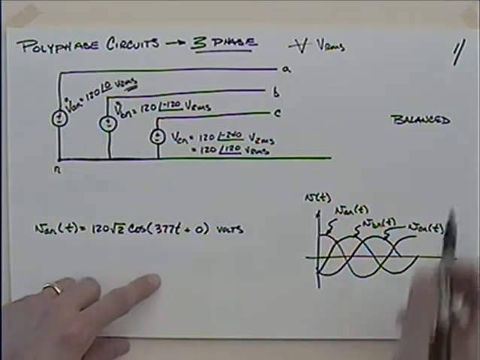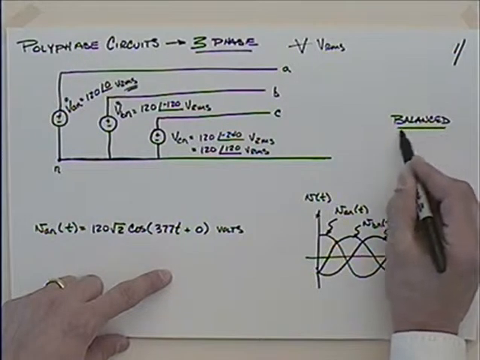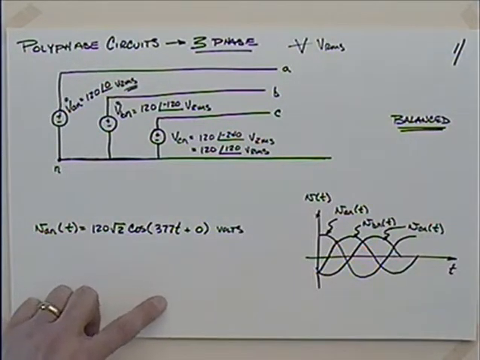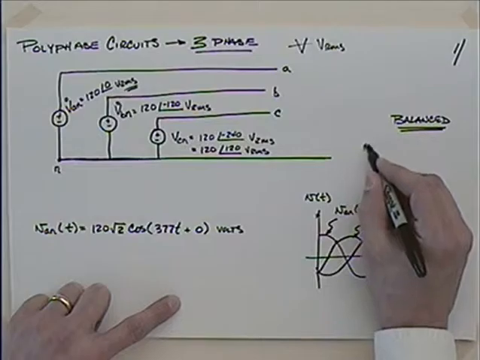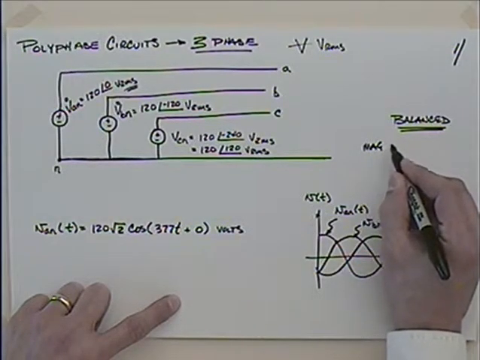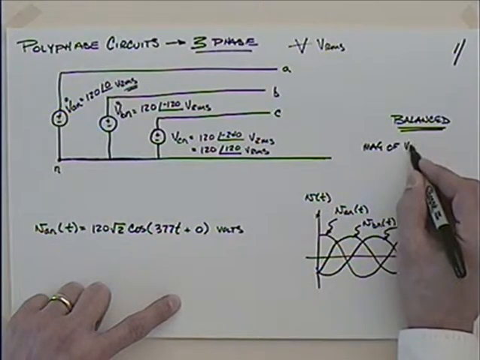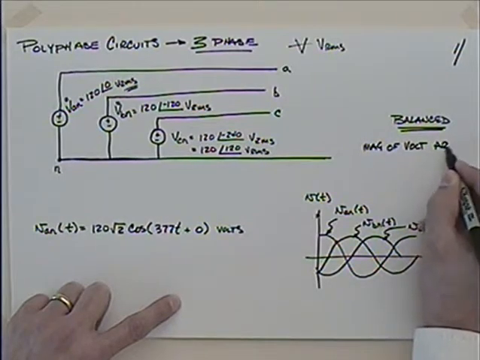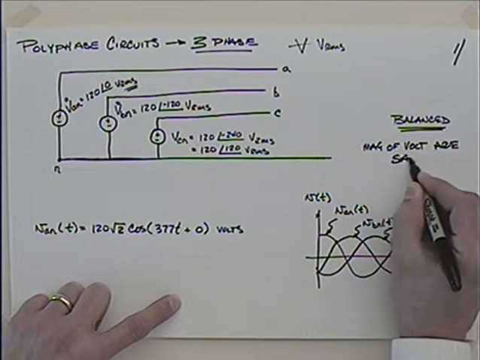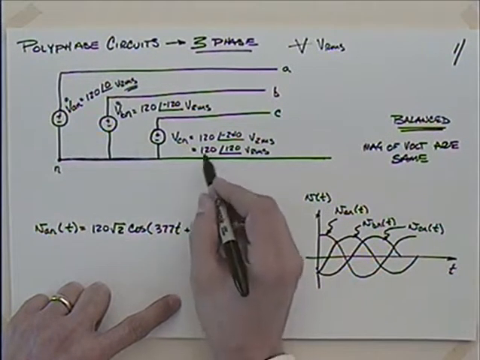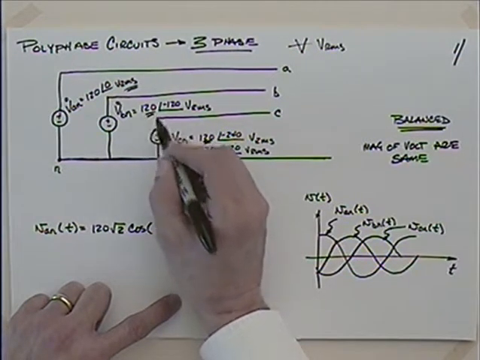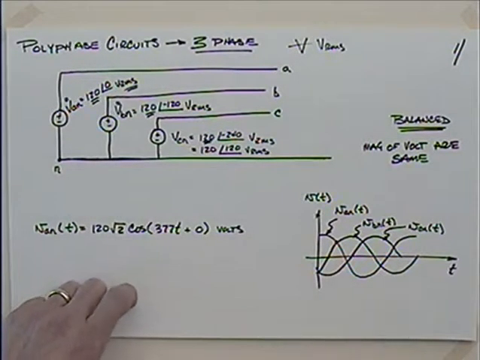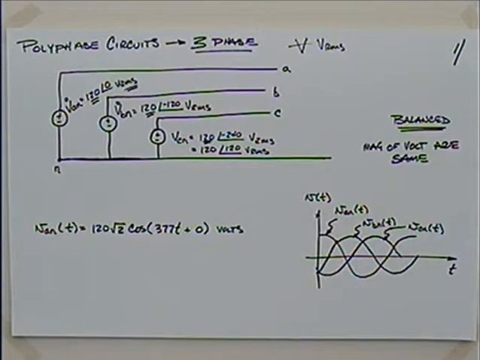The other thing we're going to talk about is that the circuit is balanced. There are some criteria for this being balanced. First, the magnitudes of the voltages are the same. So the magnitude here is 120, the magnitude there is 120, the magnitude there is 120. They have to have the same magnitudes.